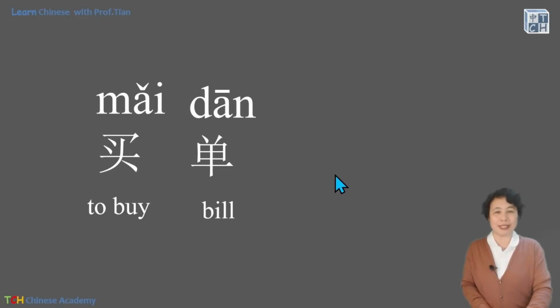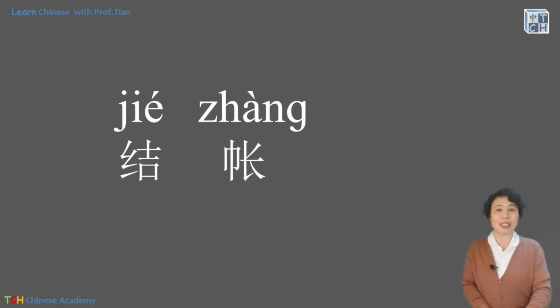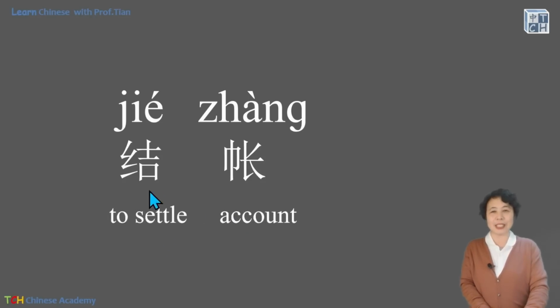And actually there is another way to express this idea, and it is 结账. So 结账 means to settle account. And this 结账 is more often used by the people in the north. But still, if you say 结账 in the south, people can still understand. So just remember we have two ways to express to buy the bill.